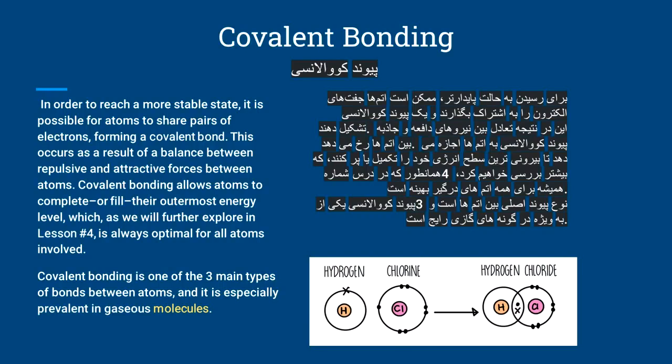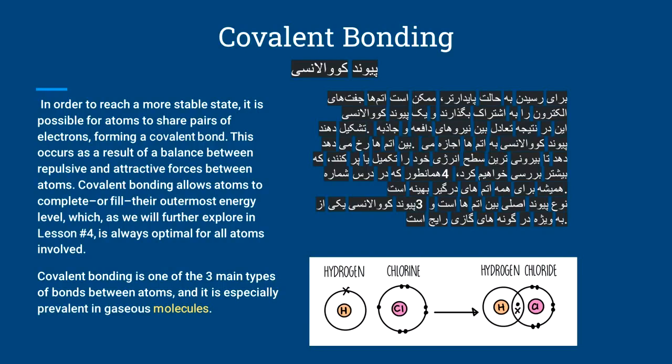Two atoms that exhibit a non-metallic behavior, which we will define later on in the periodic trends section, typically form covalent bonds, a type of chemical bond that involves the sharing of one or more electron pairs between the two atoms involved. This occurs, in fact, as a result of a balance between repulsive and attractive forces between atoms.